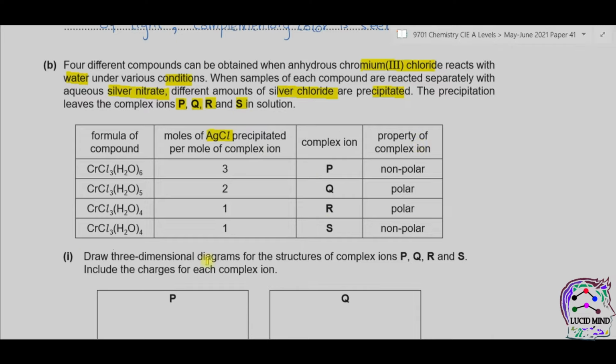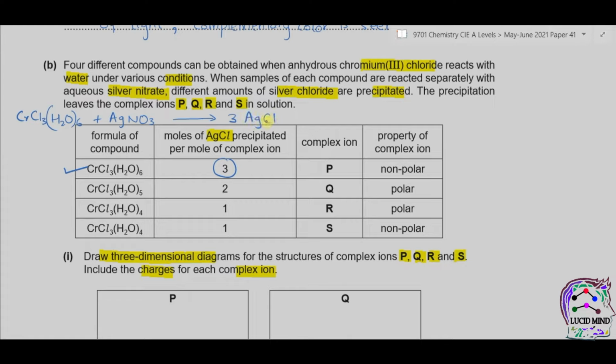Part 1, draw 3-dimensional diagrams for the structures of complex ions P, Q, R, S. So you have to draw 3D diagrams, and include the charges for each complex ion. We can write the equation. For example, let's suppose we take this one and react it with silver nitrate. The equation will be like this. We have CrCl3(H2O)6. It reacts with silver nitrate, AgNO3. Now it says 3 moles of AgCl are precipitated, so we can write 3 AgCl.